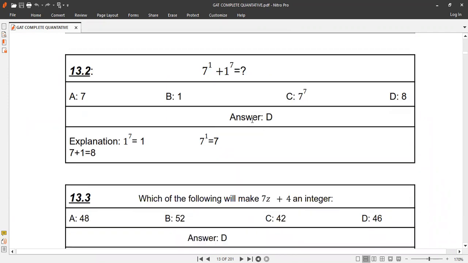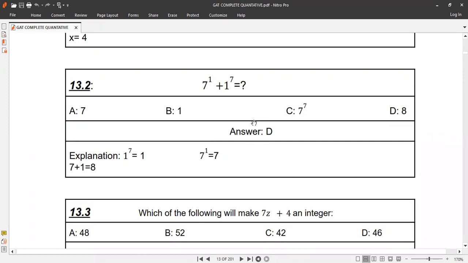Here's a good question, by the way: which of the following will make 7z plus 4 an integer? Which answer will make z an integer? I want to try the options. Let me try, for example, the first option, 48.